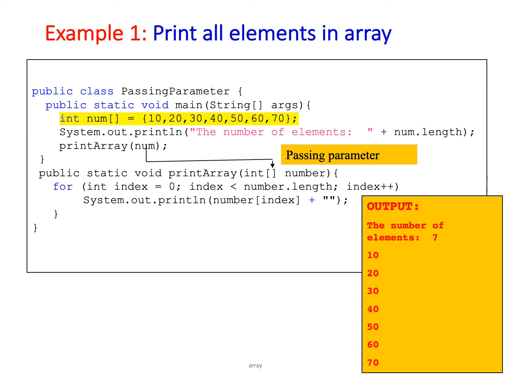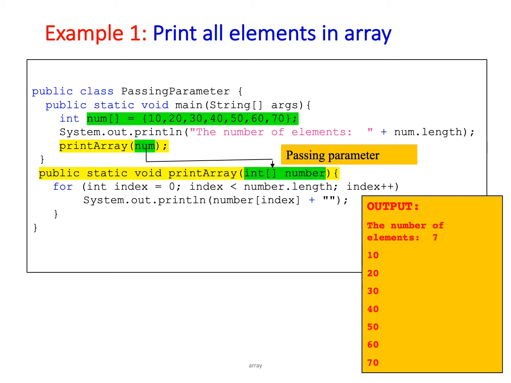Let's look at this example. Here we have a class called passingParameter. It has an array of type int called num, and it has the initial values of 10, 20, 30, 40, 50, 60, and 70. We have a method of type void called printArray that takes in one parameter, which is an array of type int. In this method, it displays the values of the array.